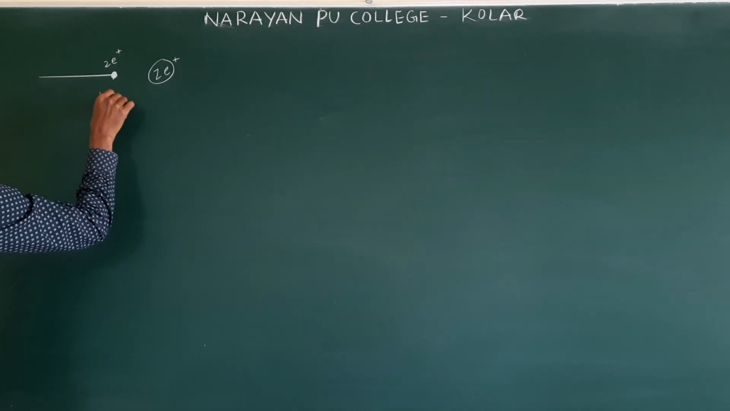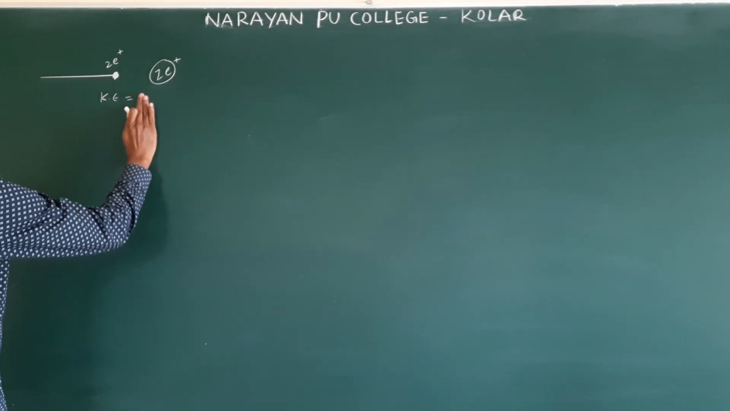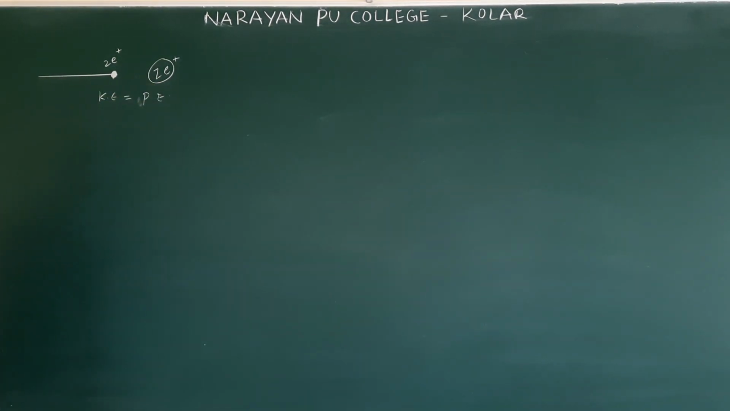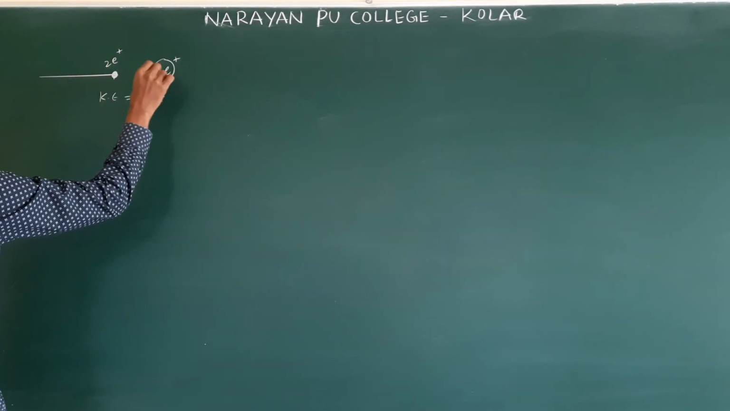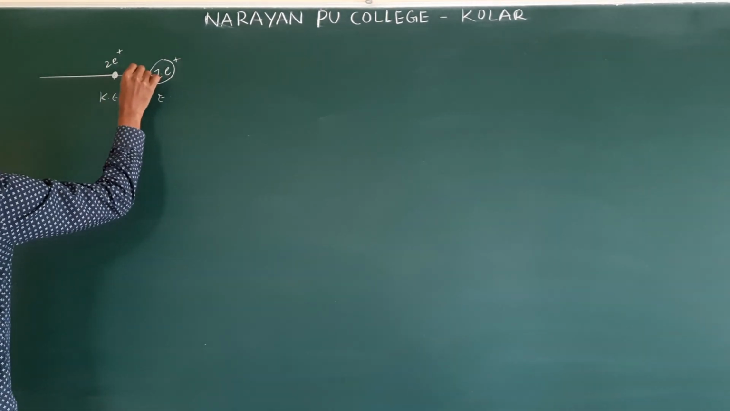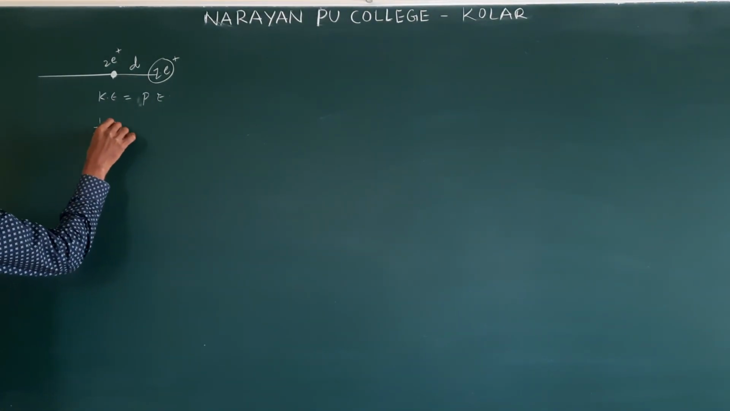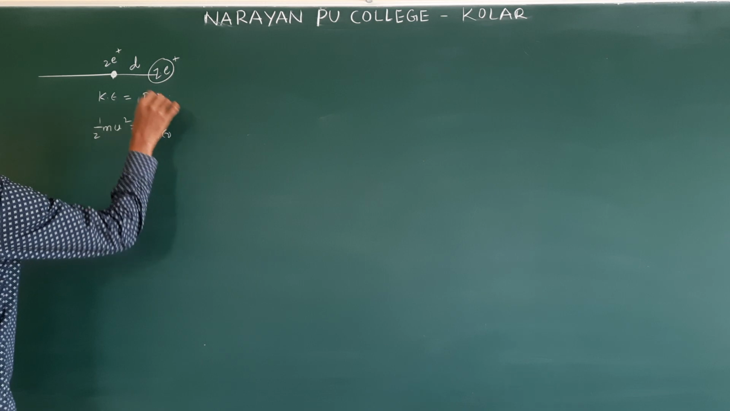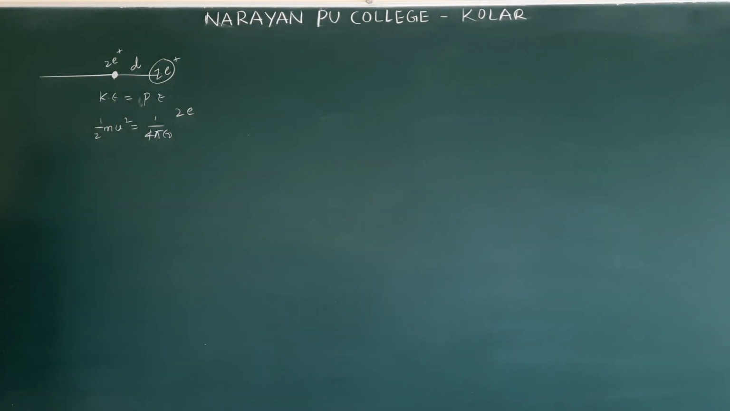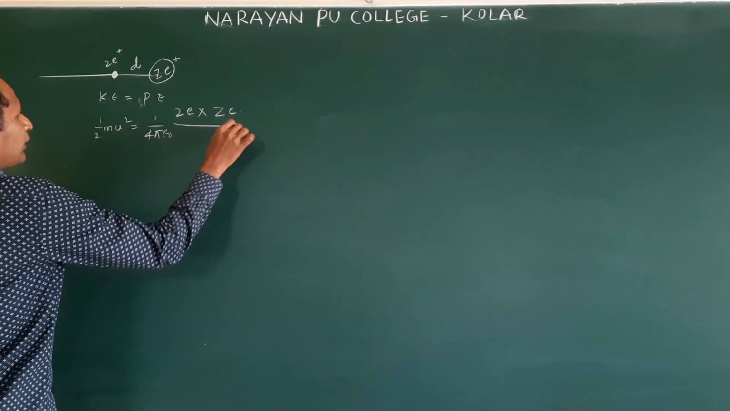Kinetic energy is converted to electrostatic potential energy, not gravitational potential energy. Here it is electrostatic potential energy. This distance, from the center of the alpha particle to the center of the gold nucleus, we call the closest approach. Let us take it as d. Then how do we write? Half m v square is equal to 1 by 4 pi epsilon naught q1 q2 by d, where we take 2e and Ze.